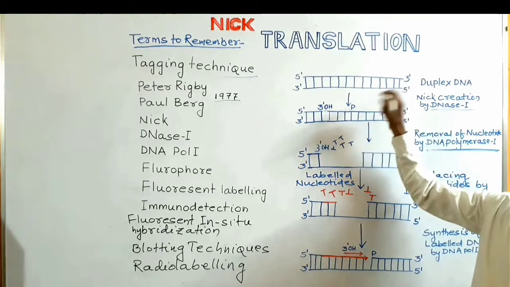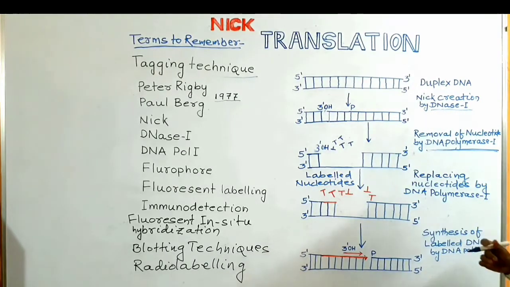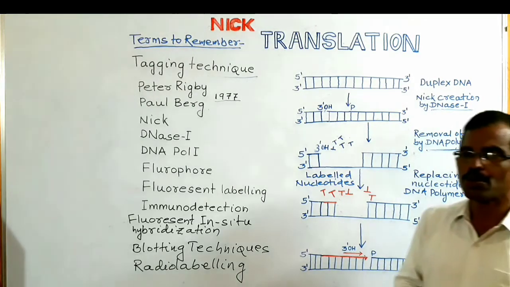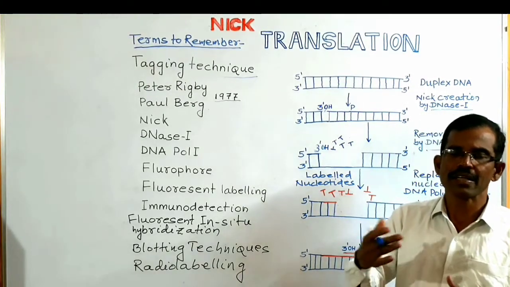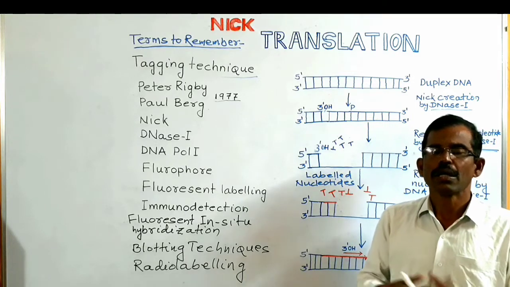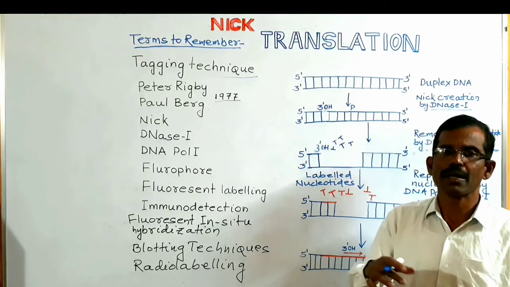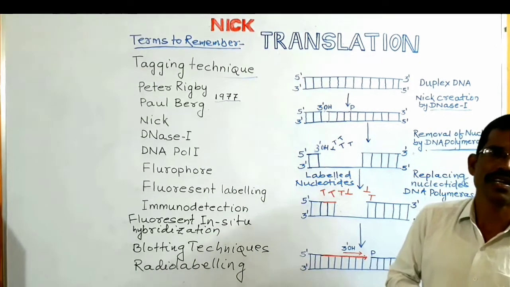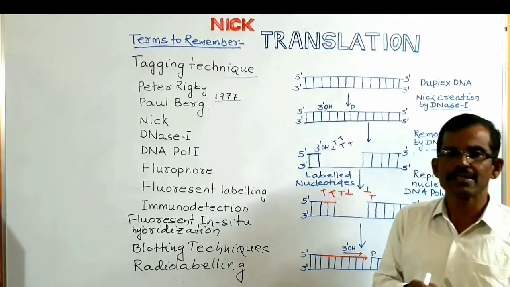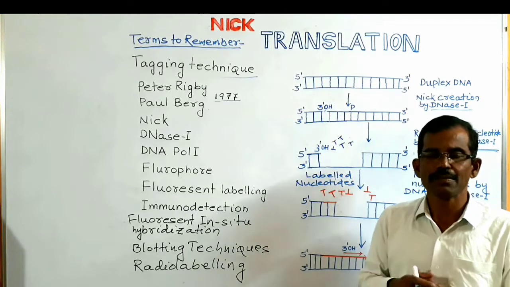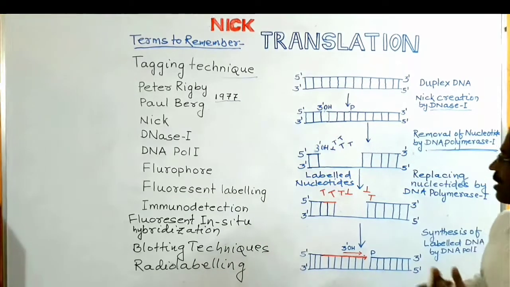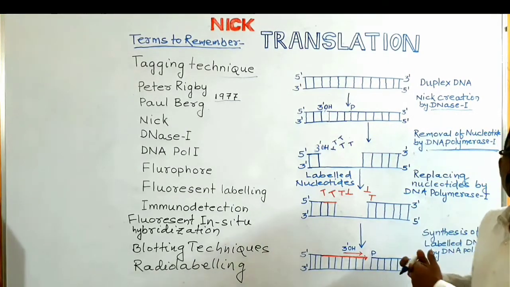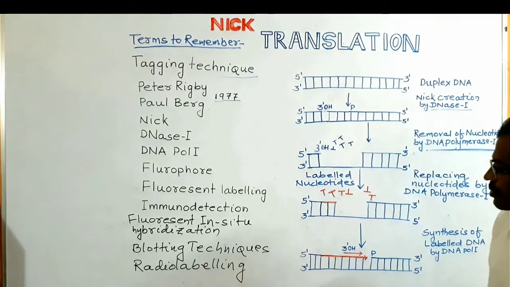So in Nick translation, by using the enzyme DNA polymerase, some of the nucleotides that are present in a DNA molecule can be replaced by their label analog. This is the principle of Nick translation. So Nick translation uses two different enzymes. One is DNase 1, other is DNA polymerase 1.